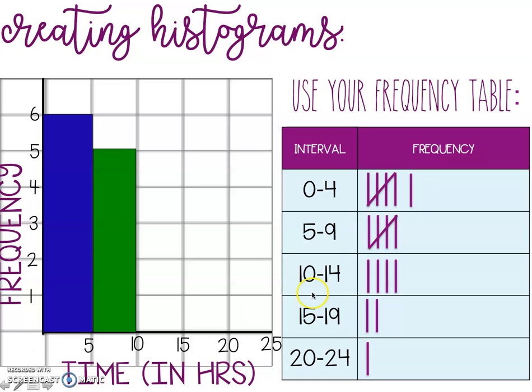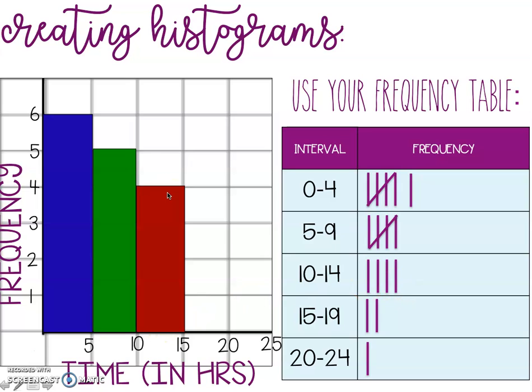Let's look at our next interval. We have 10 to 14, so more than 10, but less than 15. And that occurred 4 times. So I'm going to draw my bar up to the 4th line.